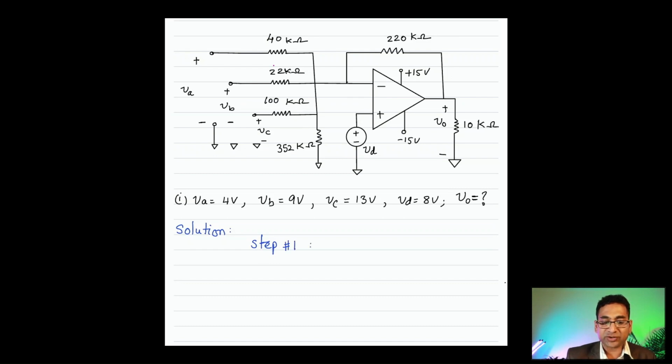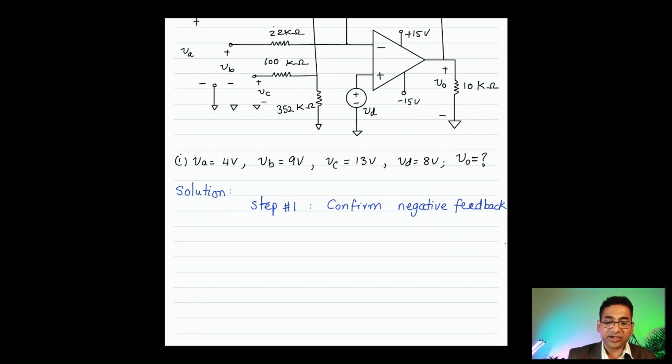Step number 1 is to confirm what? Confirm negative feedback configuration. Sure enough, this output is tied back into the negative terminal, hence it is negative feedback configuration. So now we can assume, if the negative feedback configuration is indeed applied, then we can assume linear region of operation. Okay, that's the first step.